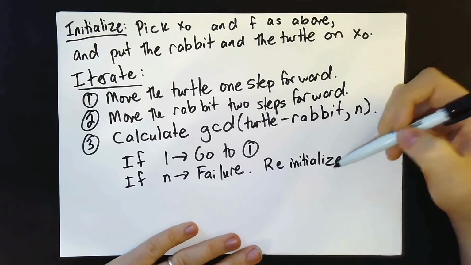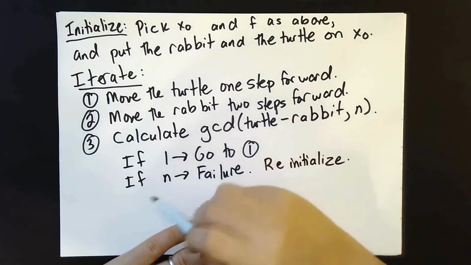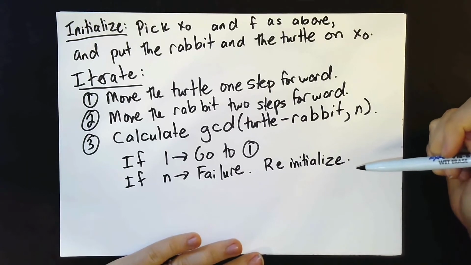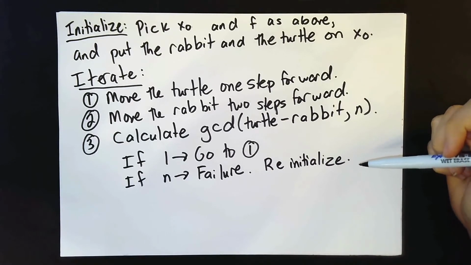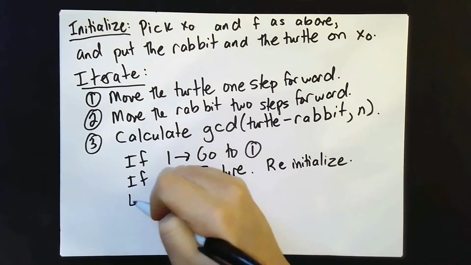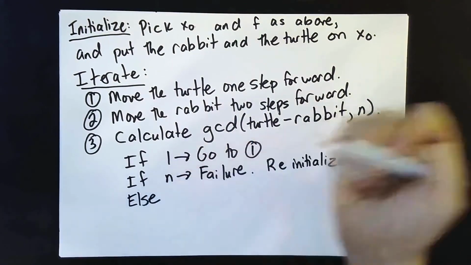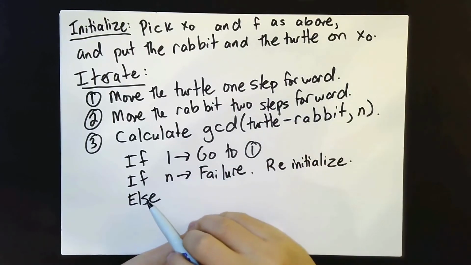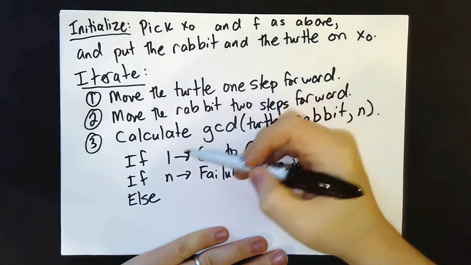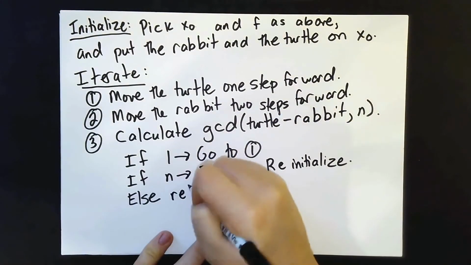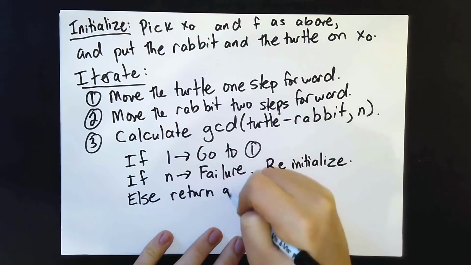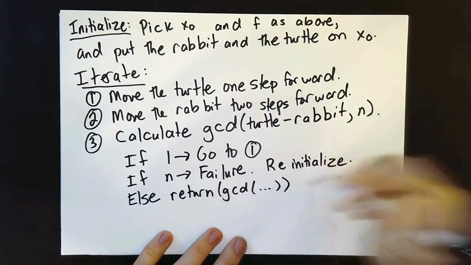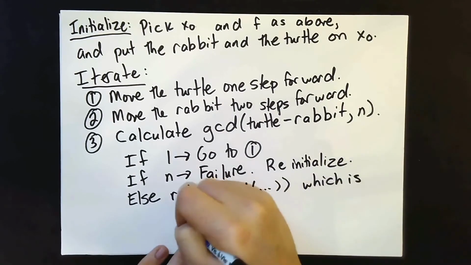Again, I want to stress, this is very unlikely to happen in any instance where the number you're factoring is large enough that you actually want to be using a factoring algorithm to do it. But if this GCD is anything other than 1 and n, then I have a number that divides n that's not 1 or n, which means I have a proper factor of n. And so then I can just return this GCD, because it is now a factor of n.